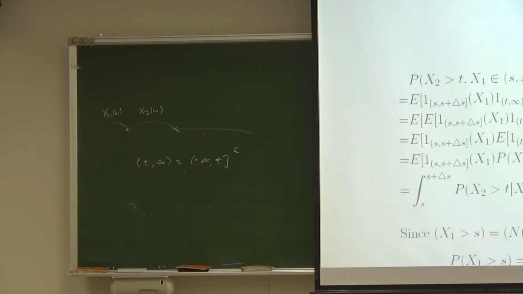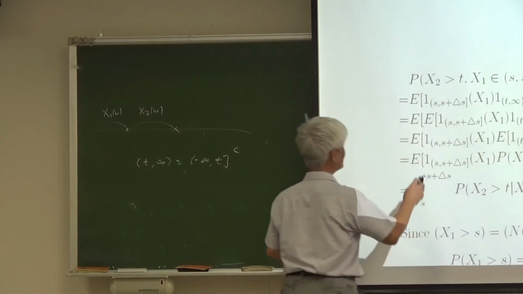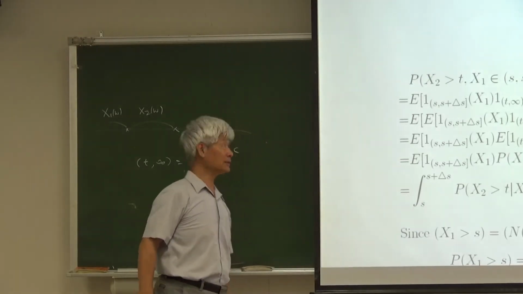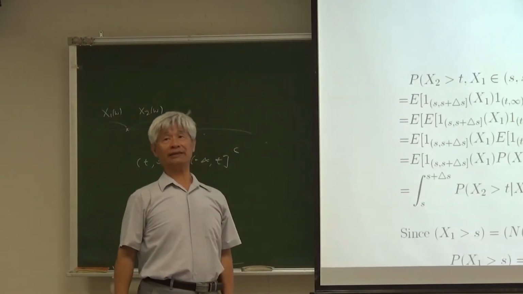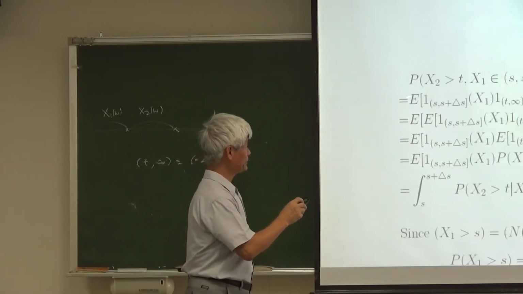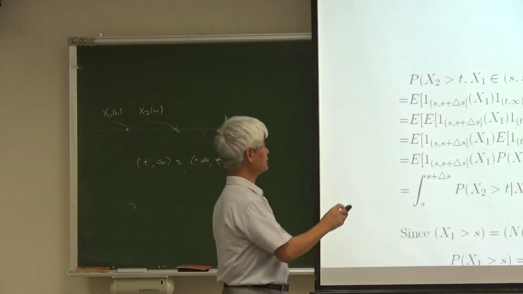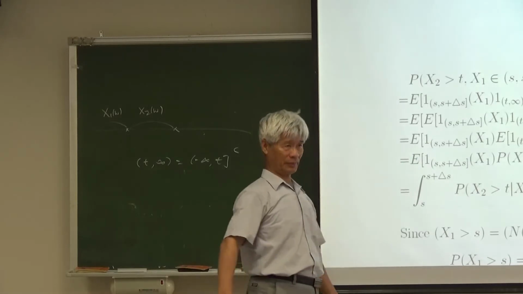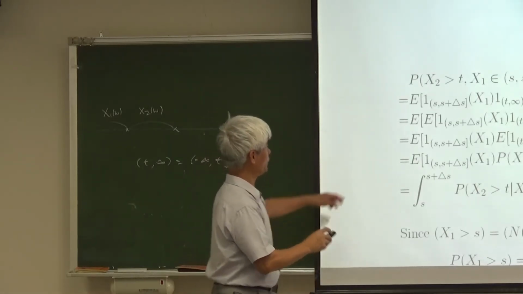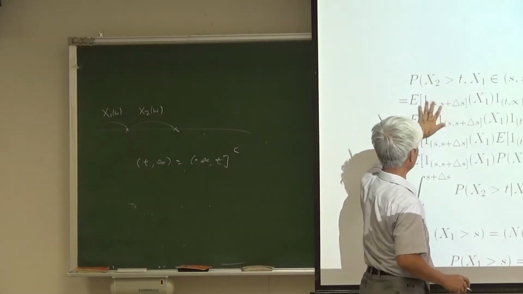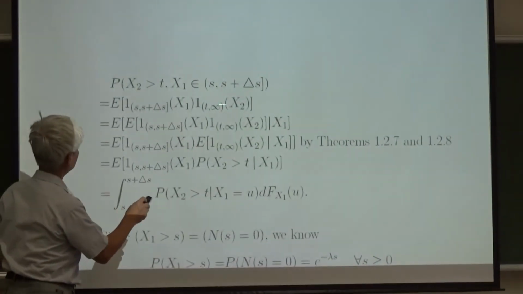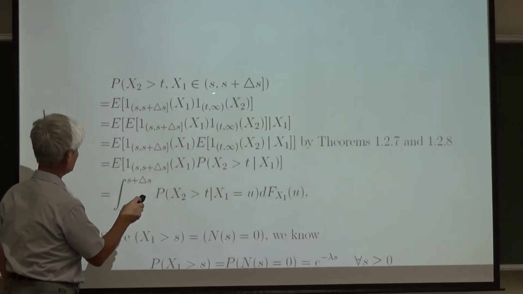Now we compute the joint probability. Whenever you encounter an event, you turn it into an indicator, because expectation is much easier to deal with. So we turn this probability into an expectation of indicators. This event is represented by a function of x1, x2, and also this is a function of x1.